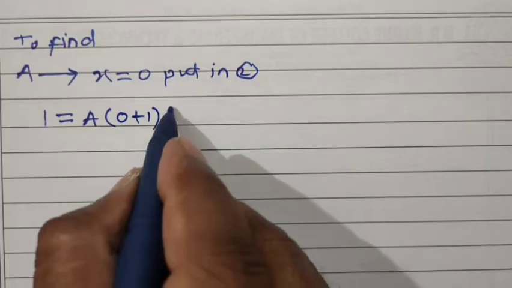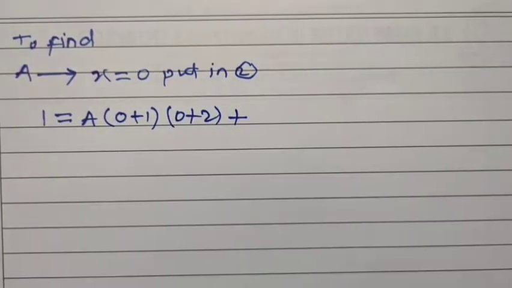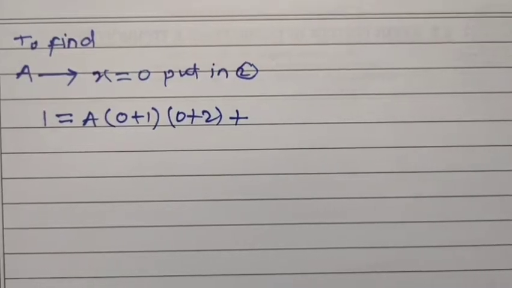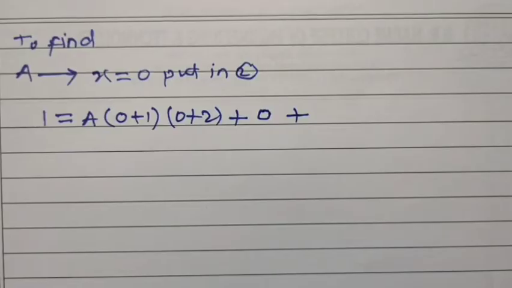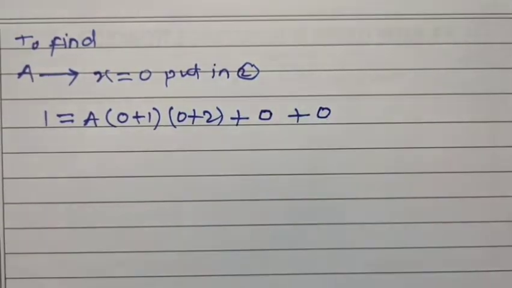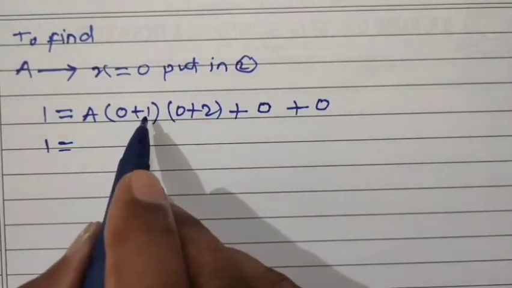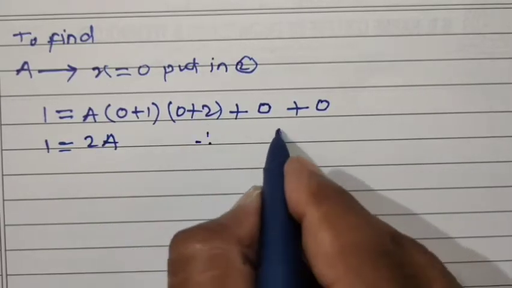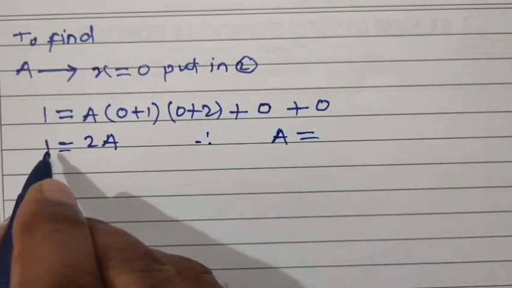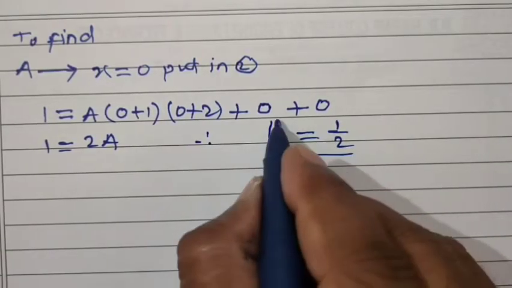0 plus 1 into 0 plus 2 plus b into x plus 2. X is 0, so this term becomes 0, plus c into x plus 1. So the third term also becomes 0. Hence 1 is equal to a into 0 plus 1 is 1, 1 into 2, 2a. Hence a is equal to, taking this 2 on the left hand side, 1 upon 2. This is the value of constant a.